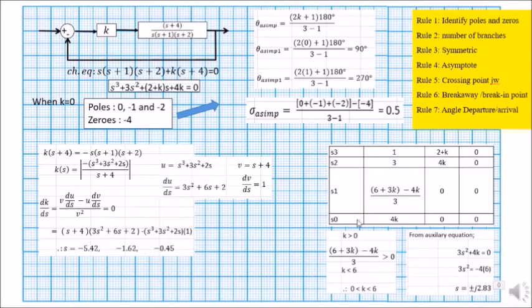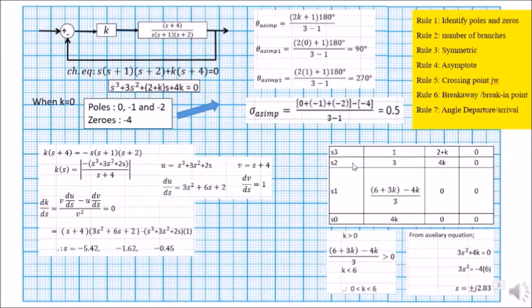Okay, for the last row, we use the same formula: this value times this value, minus this value times this value, divided by this, and then we get 4k. For this column we just put 0, because the previous row at the same column is already 0, so we do not need to calculate for this column.